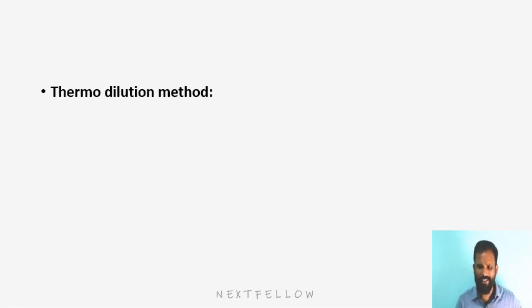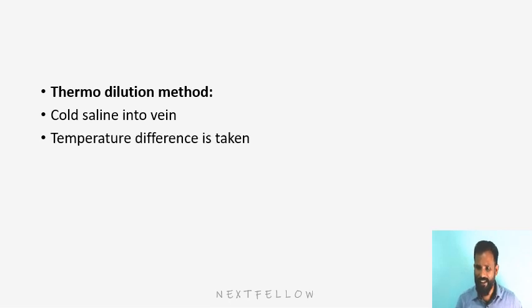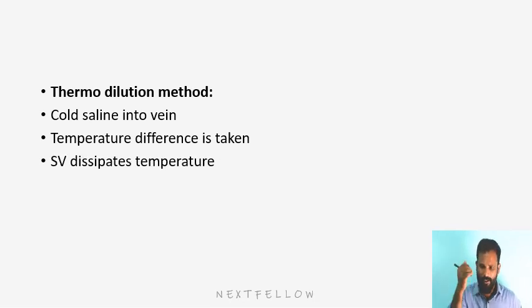Another method is the thermodilution method, where cold saline is infused into the vein and an arterial sample is taken and the temperature difference is measured. The stroke volume will make the cold saline become warm, so it dissipates the temperature. This is the principle for the thermodilution method.